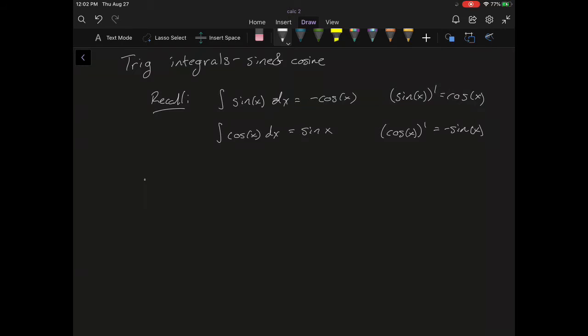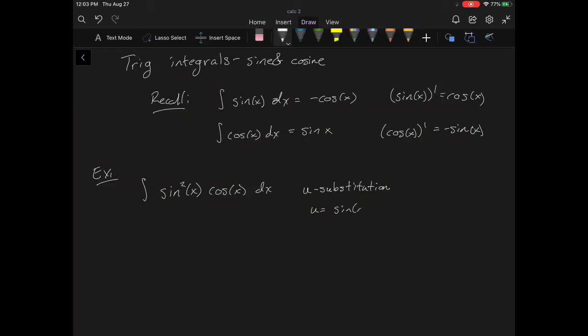So let's look at our first example. In our first example, we're just going to be looking at sine squared of x, cosine of x. And to solve this, we already know how to do this. It's just a simple u substitution. But this is included because a lot of what we're going to be doing ends up just boiling down to a u substitution at the end.